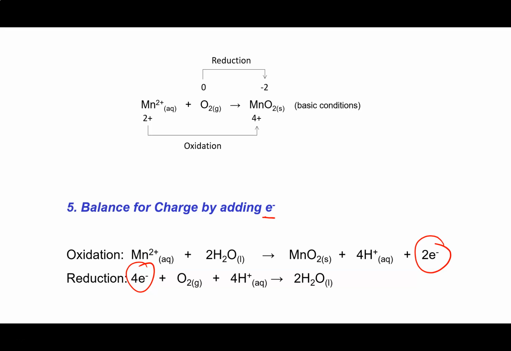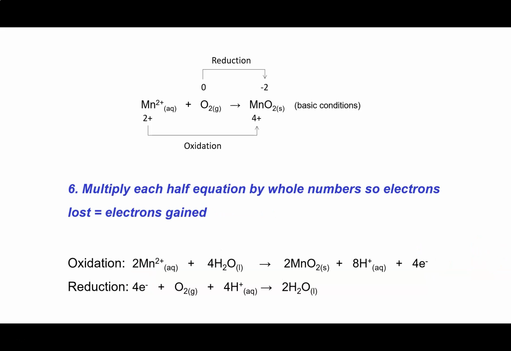Okay, step 6, multiply one or both of your half equations by a whole number so that the number of electrons lost equals the number of electrons gained. You can probably see that I'm going to have to multiply my oxidation half reaction by 2. So everything in there gets multiplied by 2. That's what I've done here. That got multiplied by 2, that got multiplied by 2, that got multiplied by 2, that got multiplied by 2, and that got multiplied by 2.